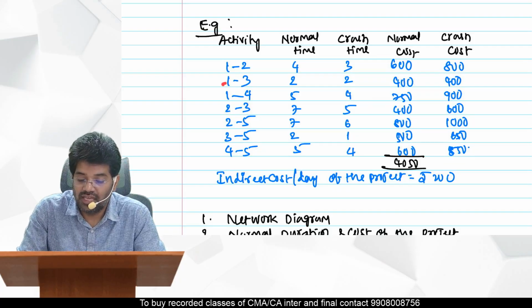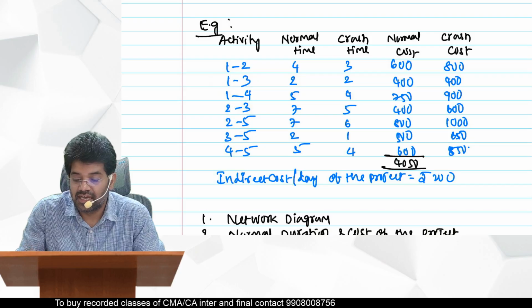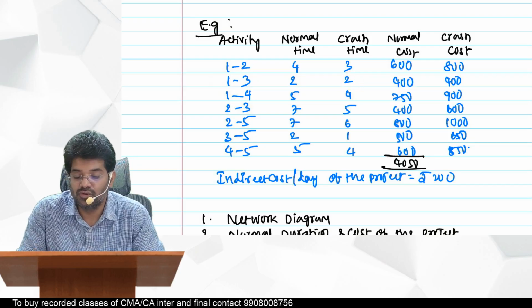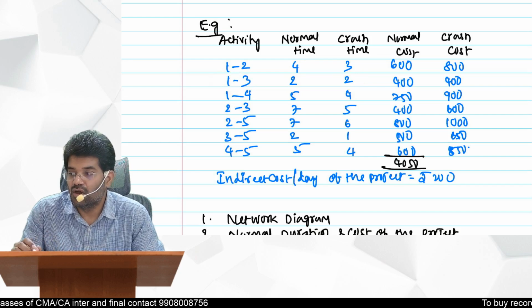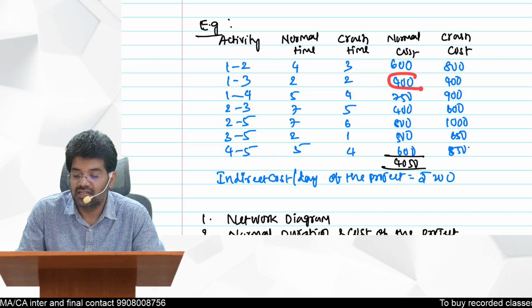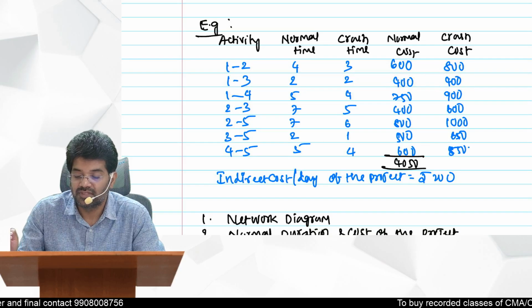Here, for the 1 to 3 activity, normal time is 2 days, and crash time is also 2 days. That means there is no possibility to reduce this activity beyond normal time. That is what we can understand. No change in your cost. Normal cost and crash cost would remain the same.